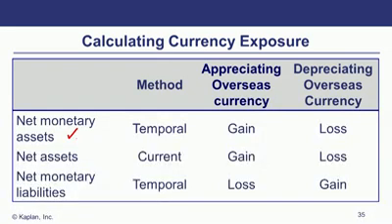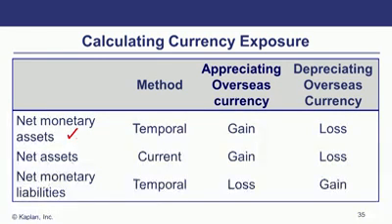Now, net assets, under the current rate method, of course, we are going to see net assets. Again, therefore, an appreciating overseas currency is a good thing because it's going to make these net assets bigger in the presentational currency, whereas a depreciating overseas currency is a bad thing because it's going to make these net assets appear smaller. Remember, if your overseas currency appreciates, it buys more of the reporting currency. If the overseas currency depreciates, it buys less of the reporting currency.